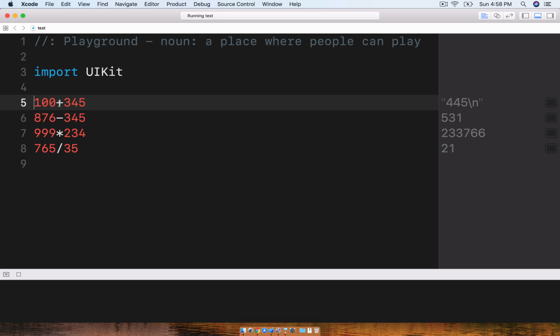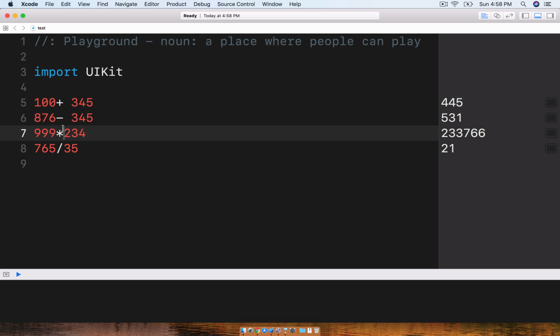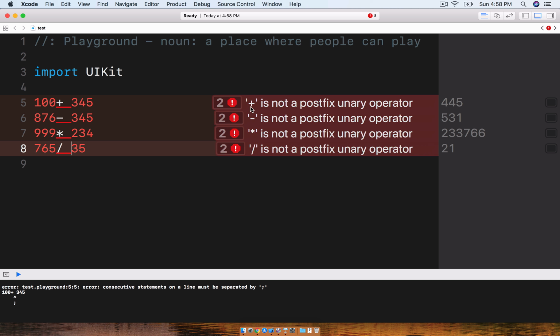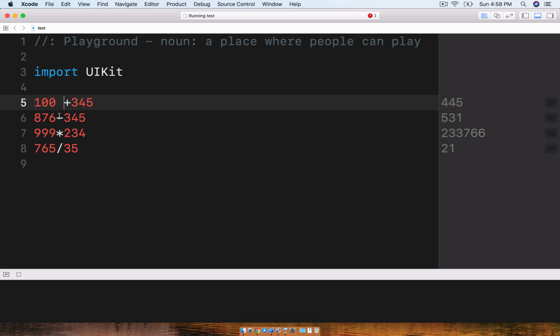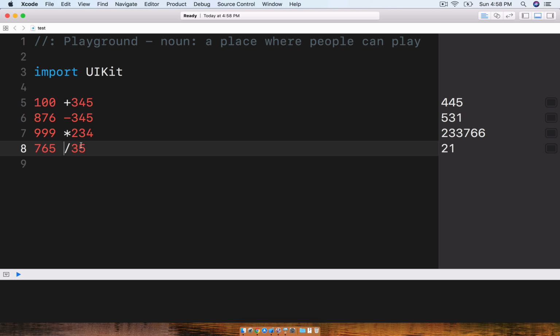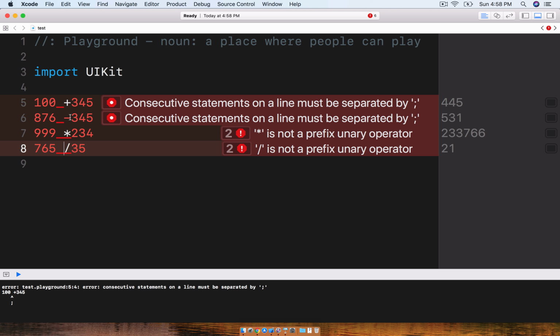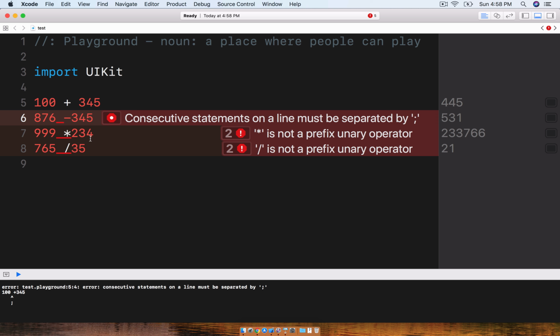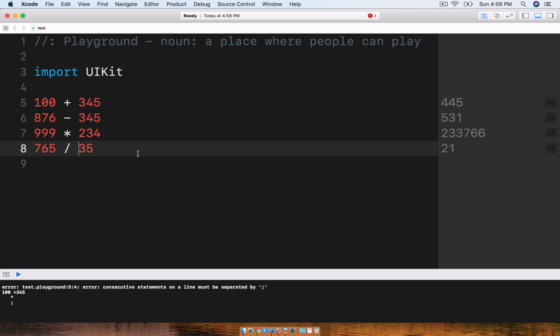But what you cannot do is something like this, because the computer's not going to know what's going on. It goes both ways. In this case, it doesn't know if you're talking about subtraction or if you're saying that 345 is a negative number. So that's why we follow the convention of putting spaces. This is pretty simple.